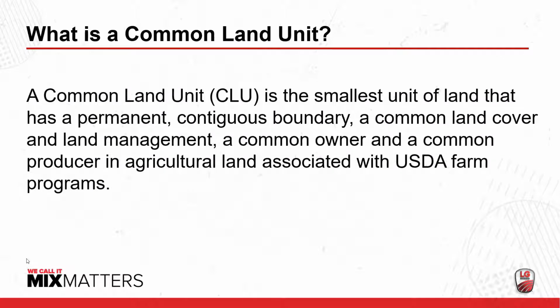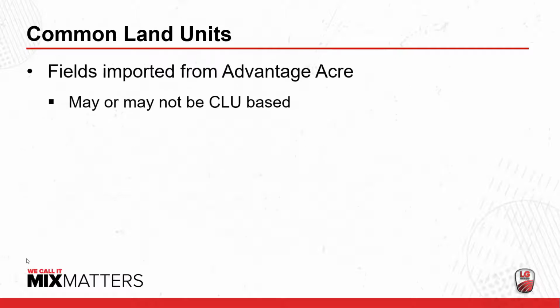That is that a common land unit, a CLU itself, is the smallest unit of land that has a permanent contiguous boundary, a common land cover and land management, a common owner and common producer, and an agricultural land associated with the USDA farm program. And that is why we use that CLU designation in these tools.